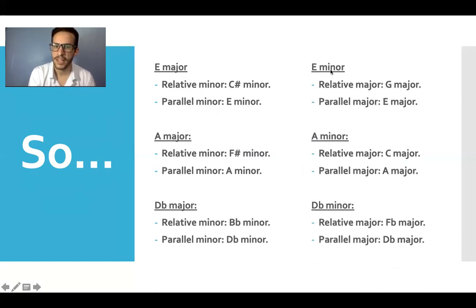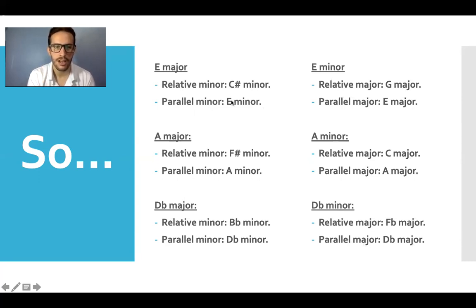Another one, the E minor, the relative major is going to be G major, but the parallel major is going to be E major. See that I have changed all of this. I began with major, but now here I begin with minor. Then we have A minor, whose relative major is going to be C major, and the parallel major is going to be A major. And then we have D flat minor, whose relative major is going to be F flat major, but the parallel major is going to be D flat major.